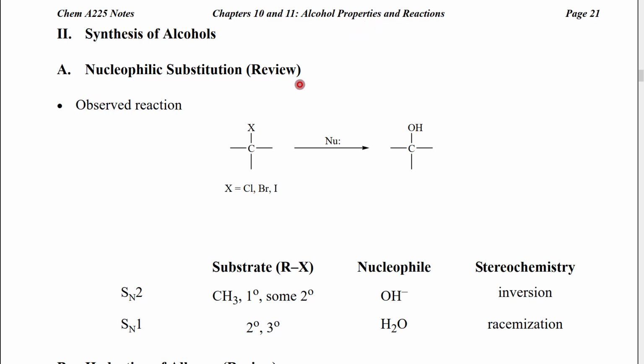The first one we're going to look at is nucleophilic substitution reaction, essentially one of the very first reactions that we studied. Our observed reaction for this looks like this. We take an alkyl halide or some similar molecule that has a leaving group directly attached to an alkane type carbon.